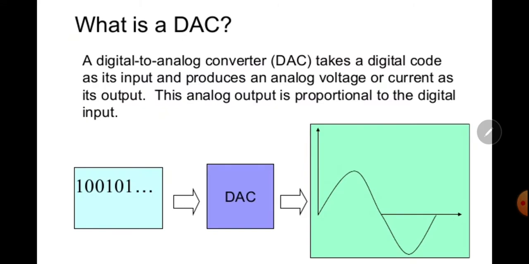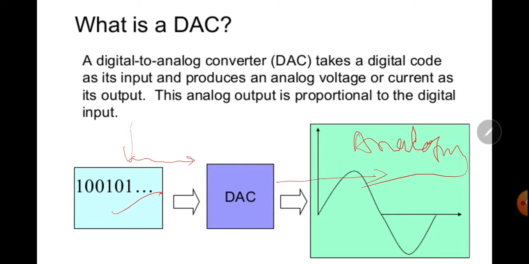A DAC, a digital to analog converter, takes a digital code as input. You give digital data to the DAC in digital form, it is processed, and the circuit displays it in analog form.